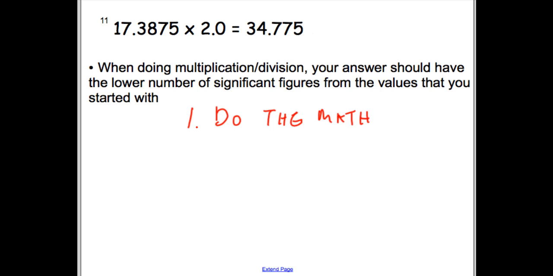My next step is to count up sig figs. So count sig figs. I have to figure out, well, how many sig figs did I start with? So I'm going to count up how many sig figs I multiplied these 2 values together here, and I'm going to round my answer to that.